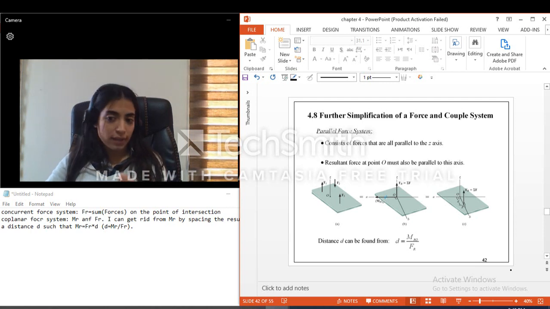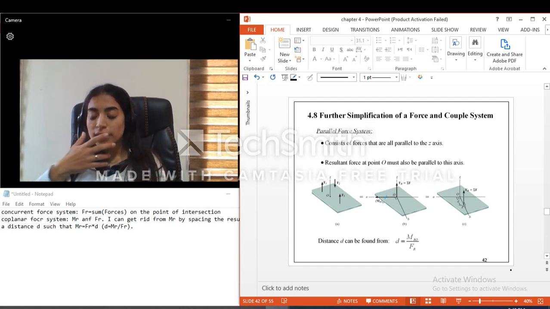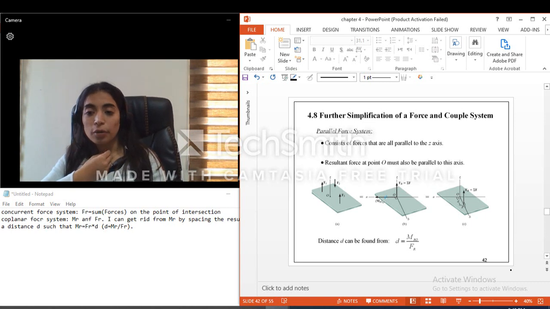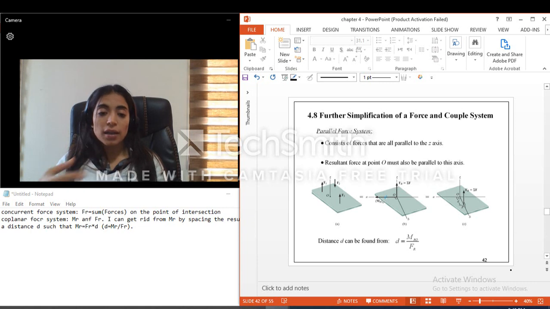Take now another example, and basically guys, this example will be used in further courses. So in later courses, especially for civil engineering, you will use this example, which is the example of parallel force system. This example is very important, and I remember that last semester we had such an example in the final exam, okay?